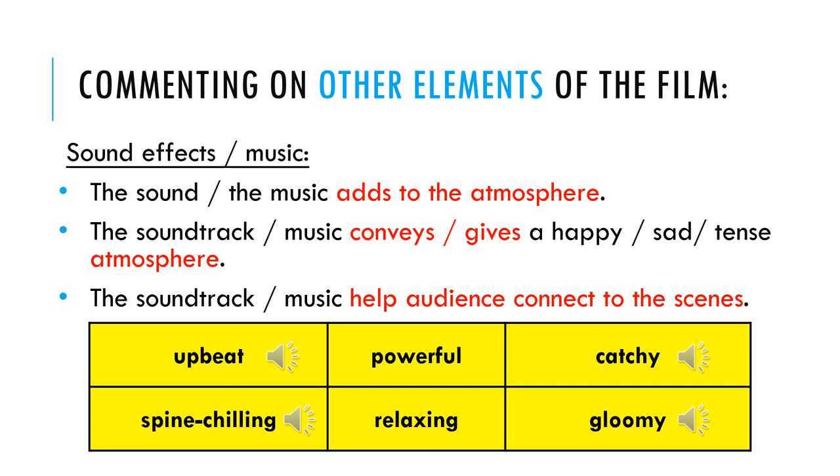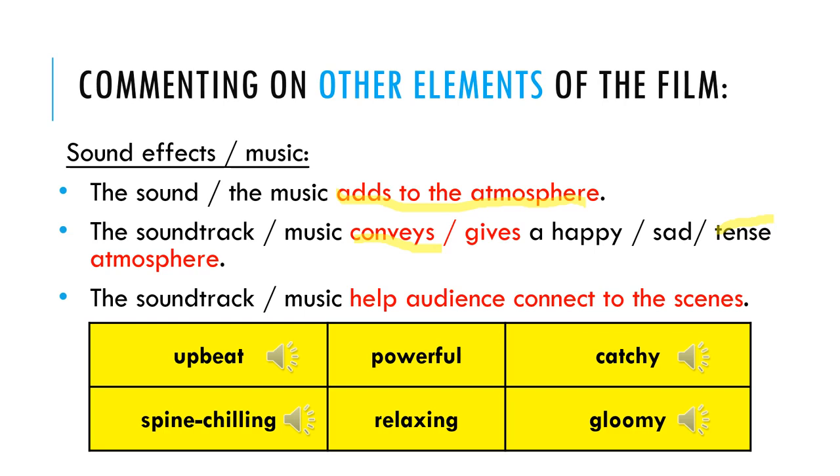So besides special effects, you can also comment on the sound effects or the music of a movie. 即係音效同埋或者音樂啦, OK? You can say that the sound or the music adds to the atmosphere, 即係豐富咗嗰個氣氛啦. Or you can tell what sort of feelings that the soundtrack or the music in the movie gives you. Okay, 即係俾到啲咩嘅感覺你呢個音樂. So you can say the soundtrack or the music conveys, means express, 表達, okay, or gives a happy or sad or tense or other kind of atmosphere. Okay, so the word tense here means nervous, 緊張.